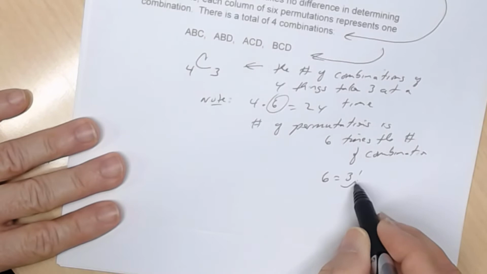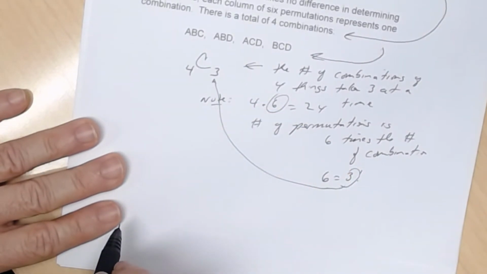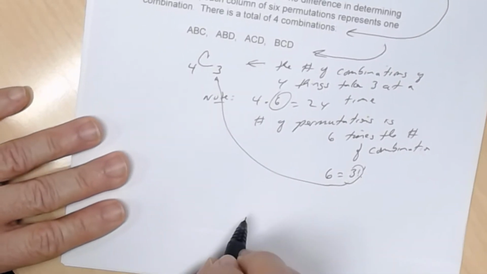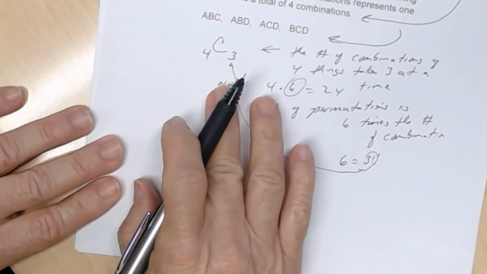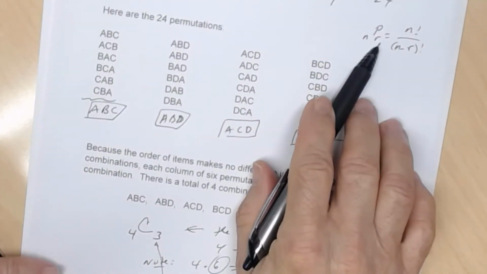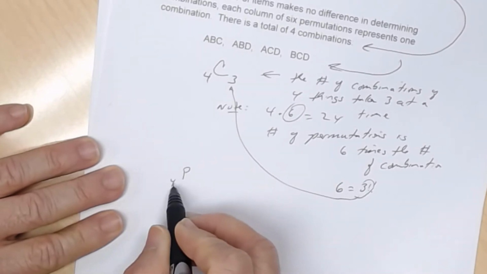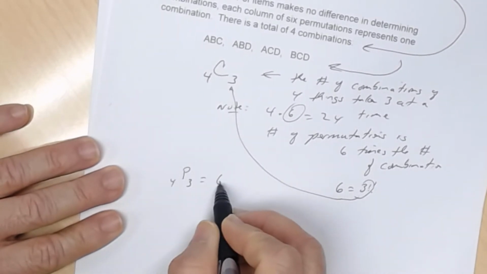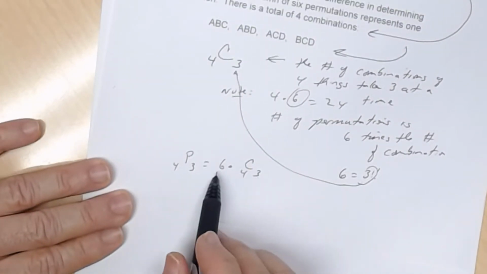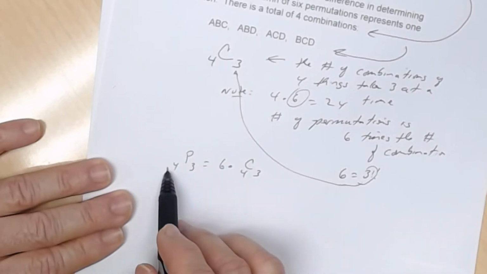And you see this 3 right here? That comes from this right there. Okay? So 6 is 3 factorial, right? So I can write this as this now. Okay, so listen carefully. Do y'all agree that the number of permutations of 4 items taken 3 at a time is 6 times the number of combinations of 4 items taken 3 at a time? So this is 4. 4 times 6 is 24, right?